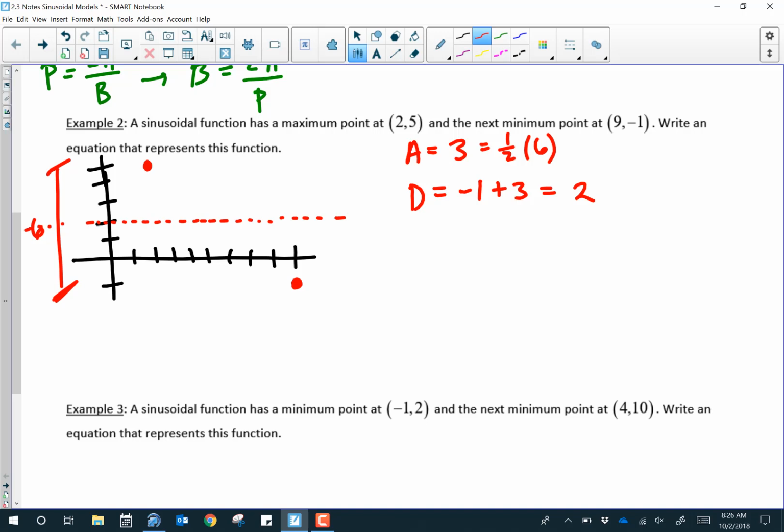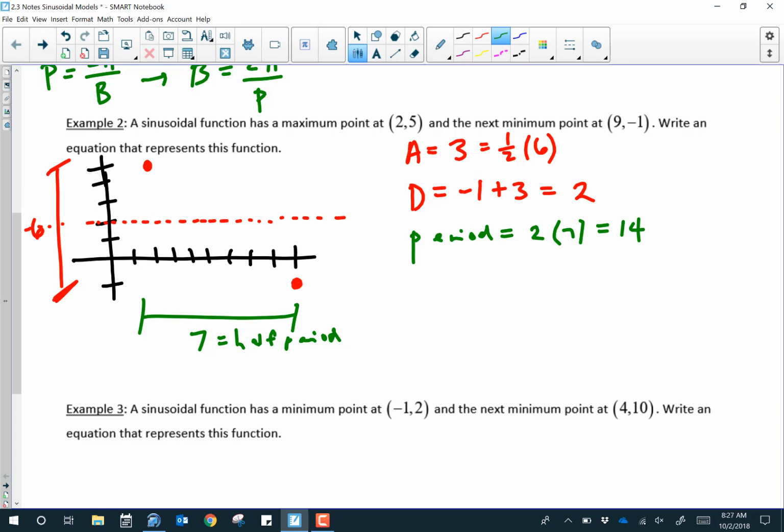Okay, now for the period. Am I seeing, from a maximum to a minimum point, the full period? I'm only seeing half of it. Correct. So if I measure the distance from the first point to the second point in the x direction, that's going from 2 to 9. What's that distance? 7, and that's half the period, correct. So my period is equal to twice that, which is 14.